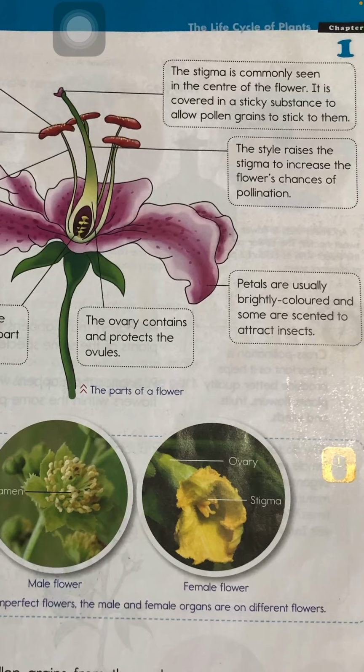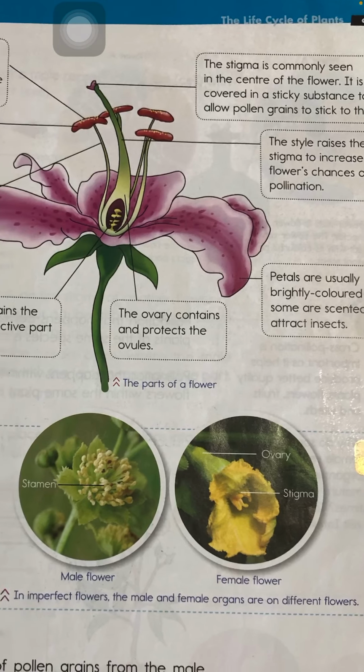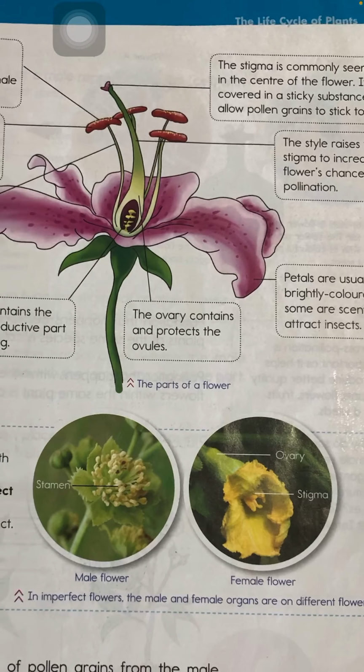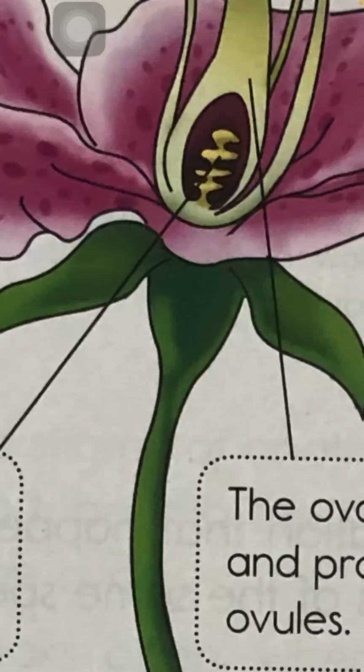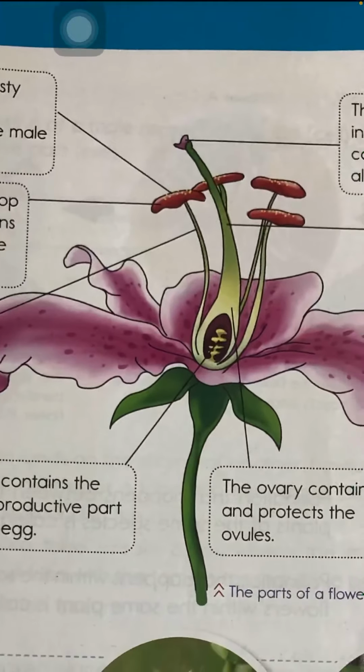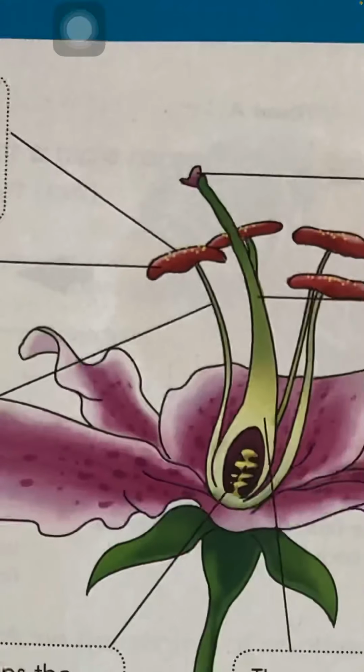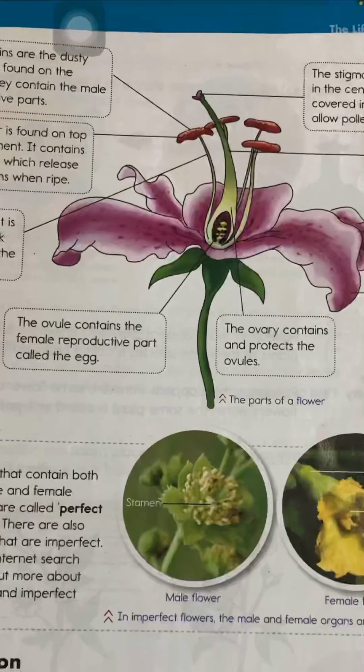Petals are usually brightly colored, and some are scented to attract insects. The other part of the carpel is the ovary. The ovary contains and protects the ovules, and the ovule contains the female reproductive part called the egg. Egg exists there and pollen exists there. So this is the whole complete structure and working of a flower.